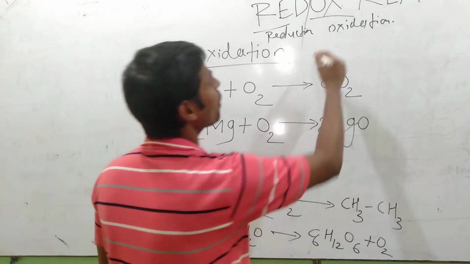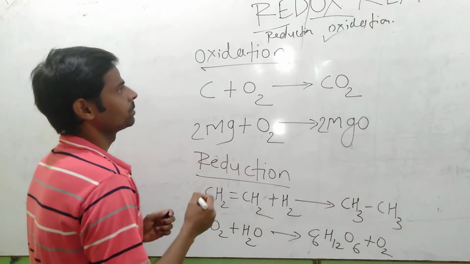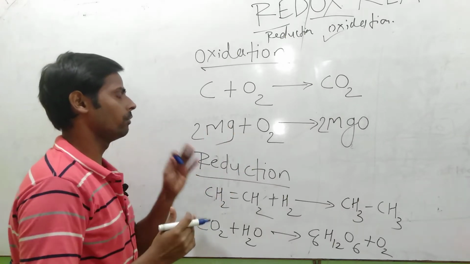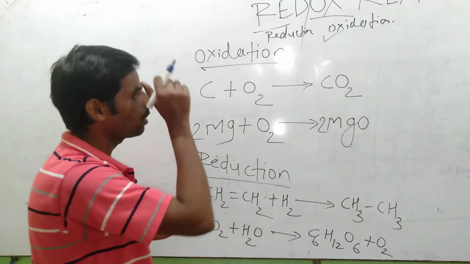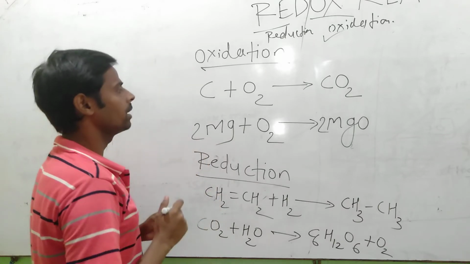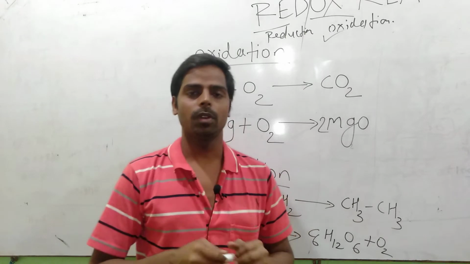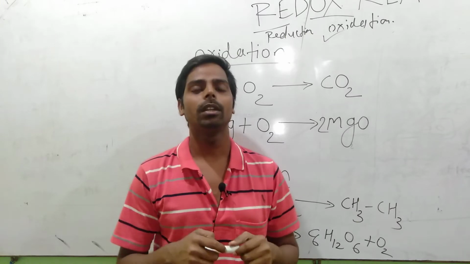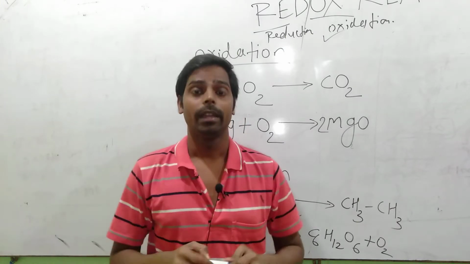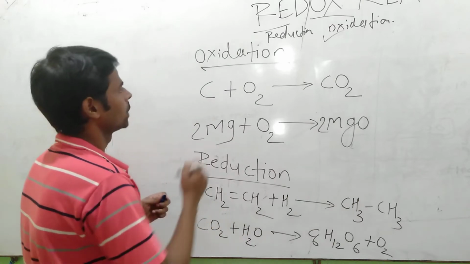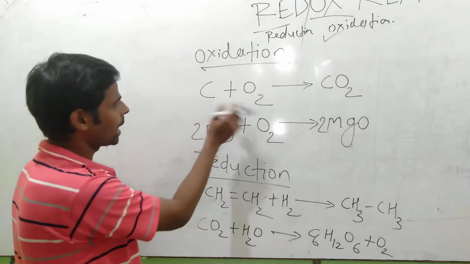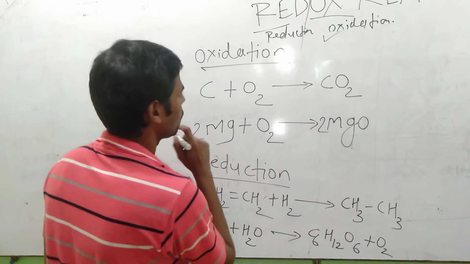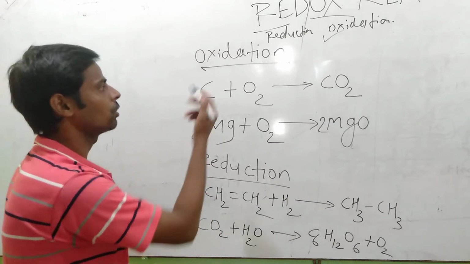What do you mean by oxidation? It is very simple. Adding of oxygen to any element or substance is called oxidation. For example, when we burn paper in the presence of oxygen, carbon dioxide is formed. Here oxygen is added to carbon and carbon dioxide is formed. Which reaction takes place? Nothing but oxidation.